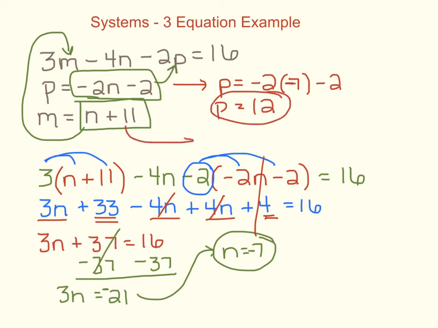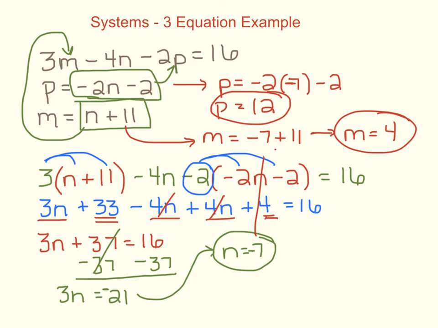And then my m value is equal to n plus 11. So m is going to equal negative 7 plus 11. And negative 7 plus 11 is 4. So my m value is 4. So now I have all three of my variables. I have m, n, and p. You don't have to worry about writing these as a coordinate. I would just leave my answer like this. I would say m equals 4, n equals negative 7, p equals 12.